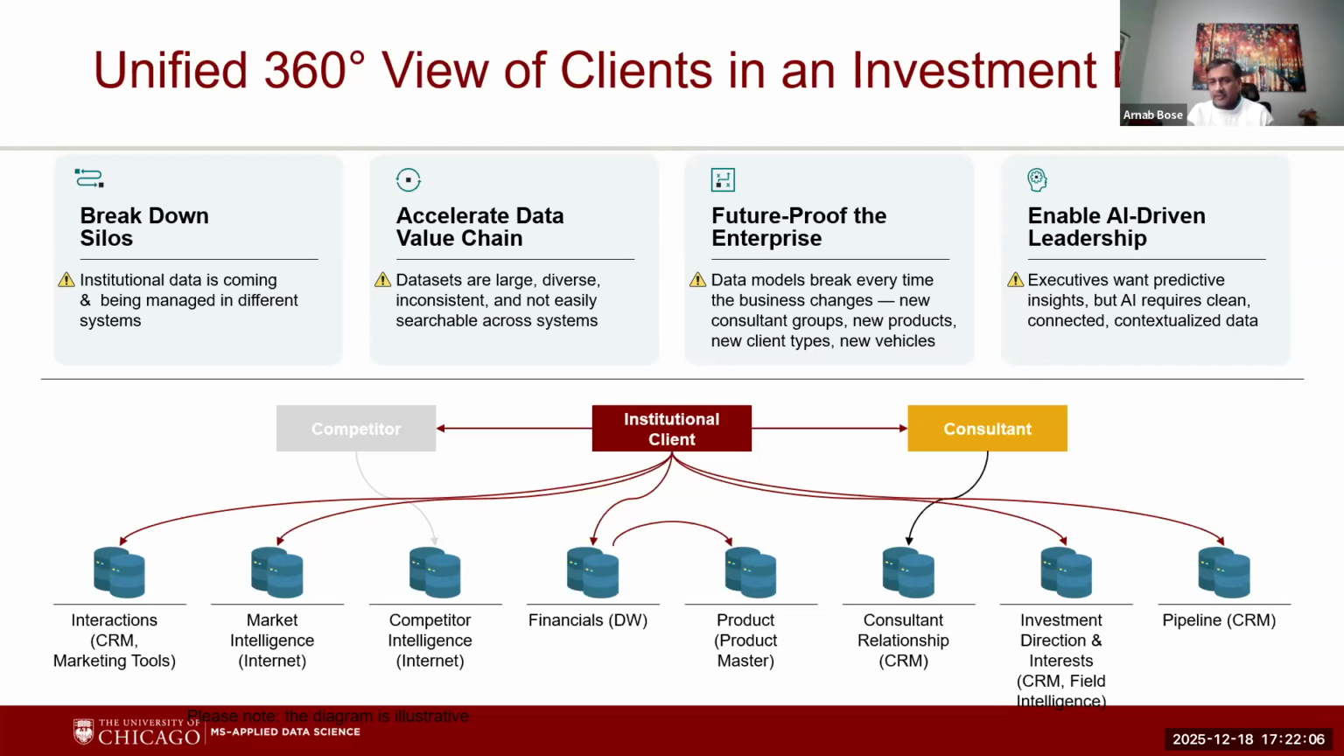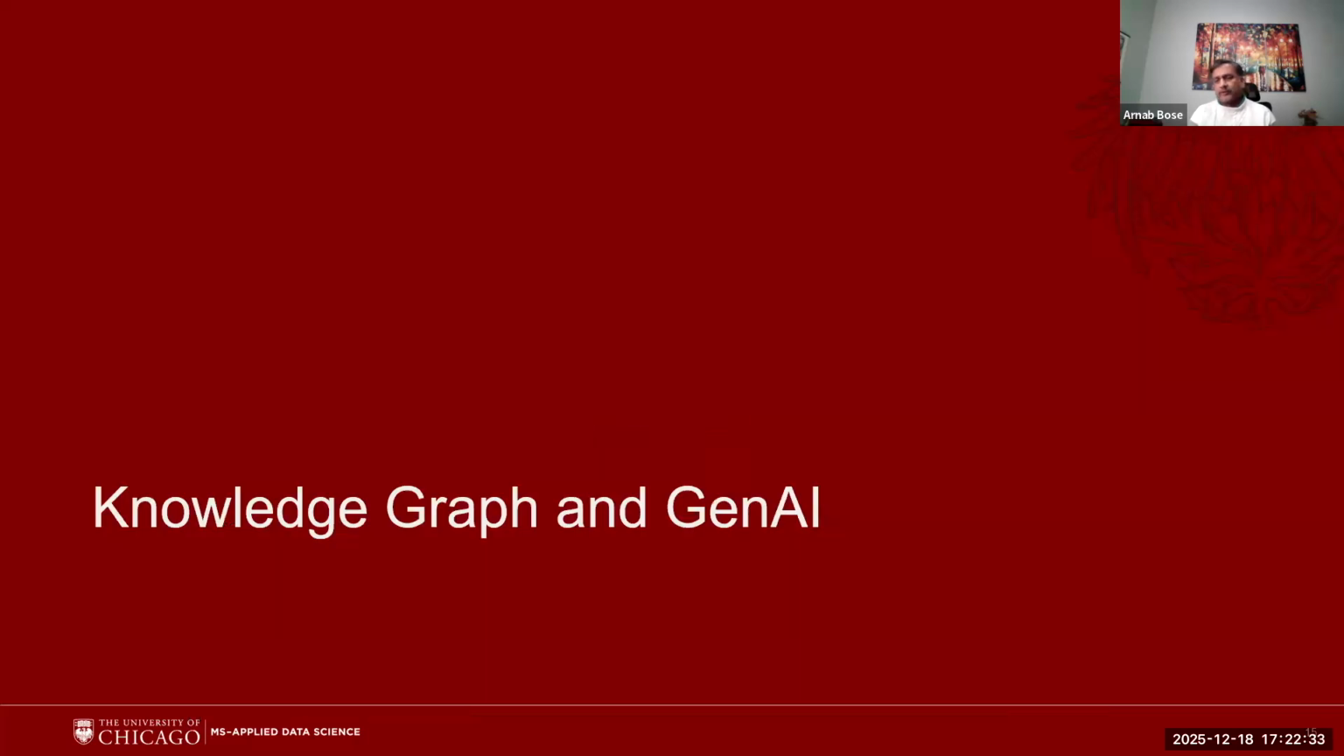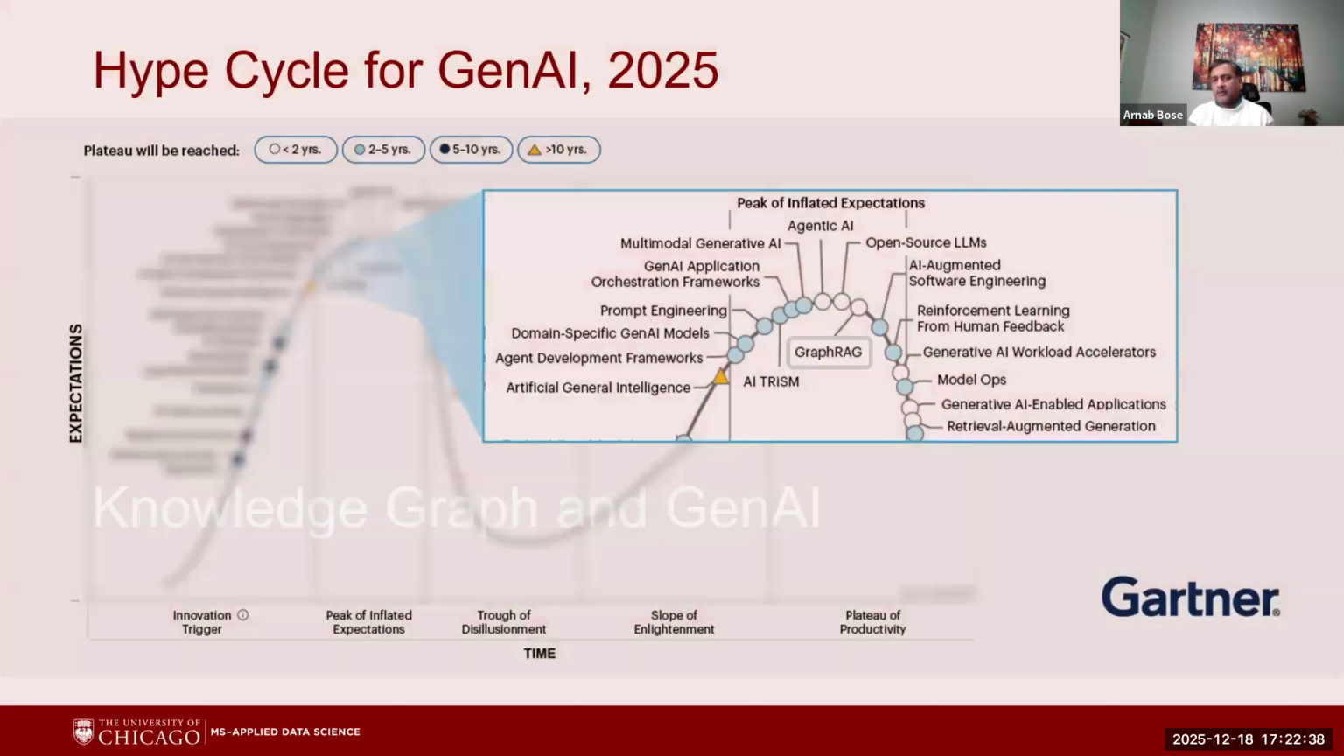Now, all these, right, and it goes on. You have consultant relationships, direction, pipeline, meaning what else are we talking to the client about? Now, instead of going to different systems, all this data, by the way, is in the enterprise. It's not that data is missing, it's just the question of how do you connect all this data to get a 360-degree view of the client? That's the power of the knowledge graph. And then, of course, now you can use knowledge graph with Gen AI. So how do we do that?